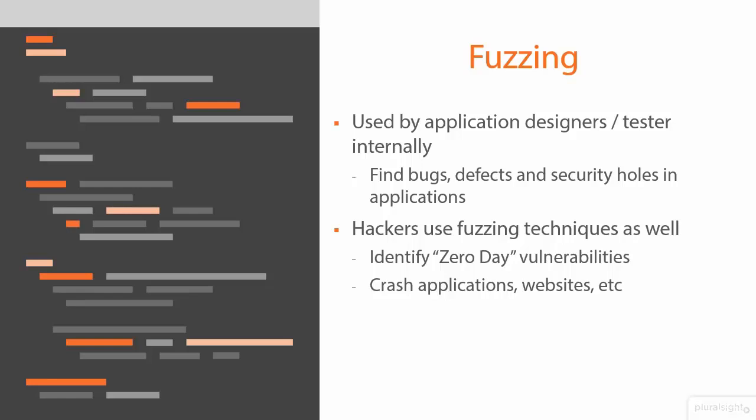And if we're on the other side of the coin, maybe a black hat hacker, we can use fuzzing techniques to identify zero-day vulnerabilities. As we've learned, a zero-day basically means a bug or a vulnerability that has no patch yet. We'll cover that in just a moment. It's referring to something that's found and exploitable that the actual developer has not had a chance to fix yet. So at the end of the day, it's used to crash applications, websites, and so forth.